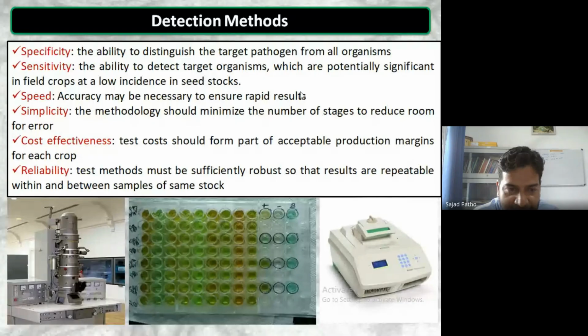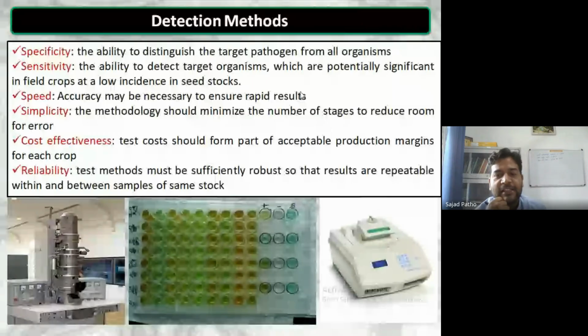Then another is the reliability. Reliability means it should be sufficiently robust so that the results are repeatable between the labs, between the samples, or between the companies. So those techniques should be reliable, where we can have the trust that whatever it has detected, it has detected. It is true to the nature. So these are the various characteristics of any detection method.